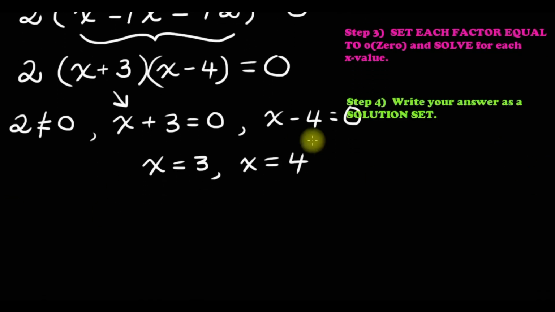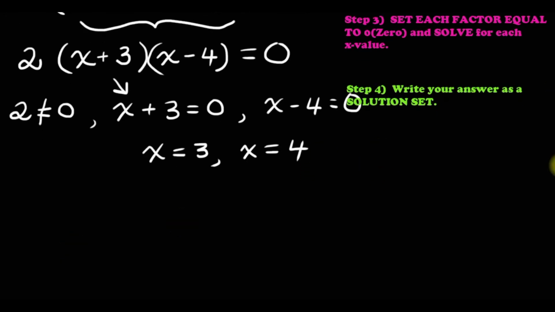And then step 4 is the last thing we have to do. Step 4 here is you write your answer as a solution set. So that's going to look like this. x is, one of the solutions is negative 3 and then the other one's 4. And that is how you solve quadratic equations by factoring. And this is an easy one to factor.